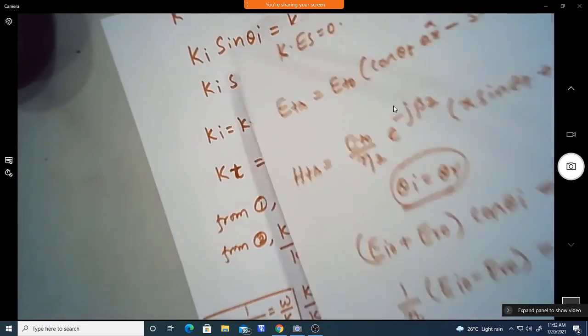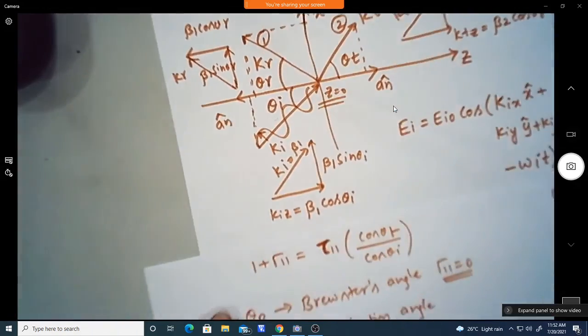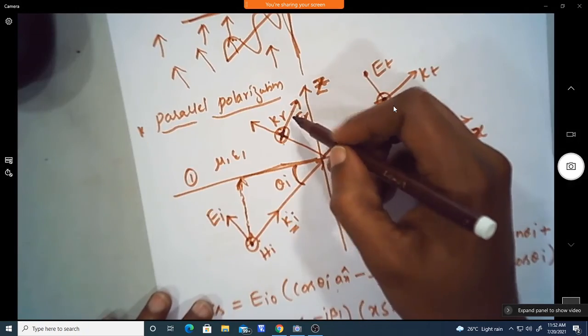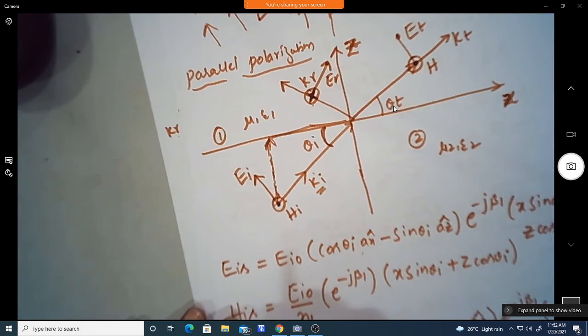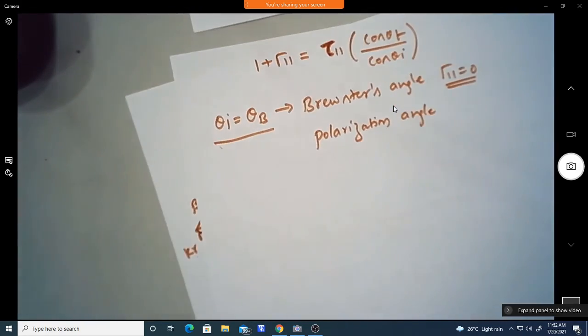Instead of getting the E parallel component reflected, we will get only the perpendicular one. So that is ER equal to 0 and gamma going to 0. That is the Brewster angle, where theta I equals a particular value theta B, at which gamma parallel becomes 0. Okay, so that is the Brewster angle.